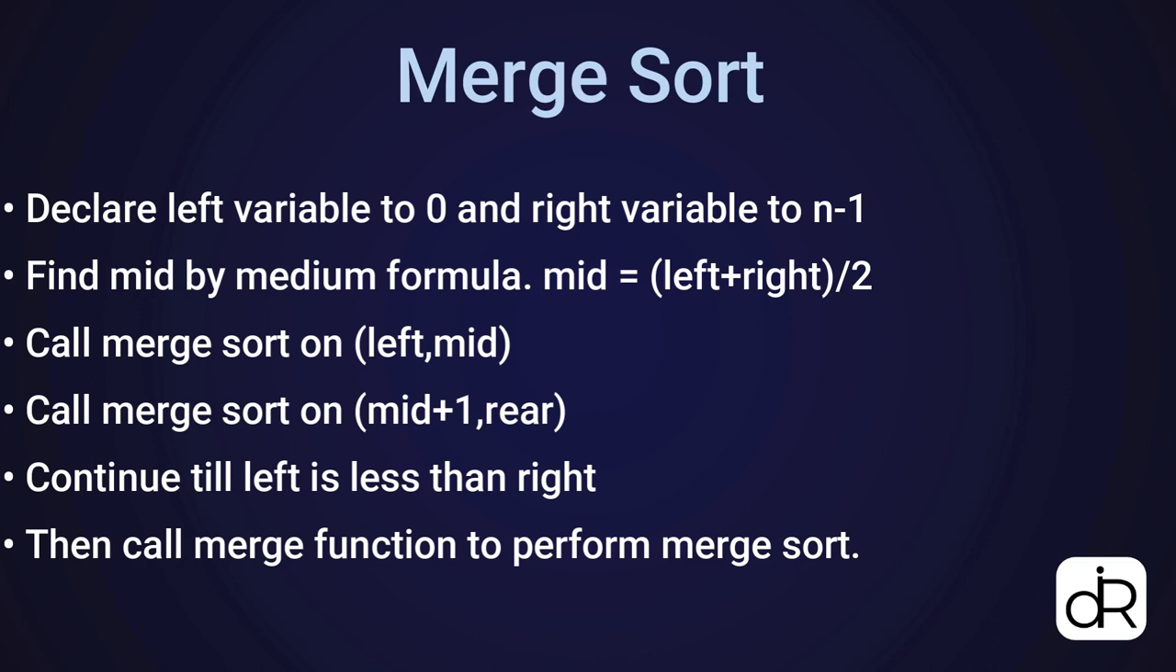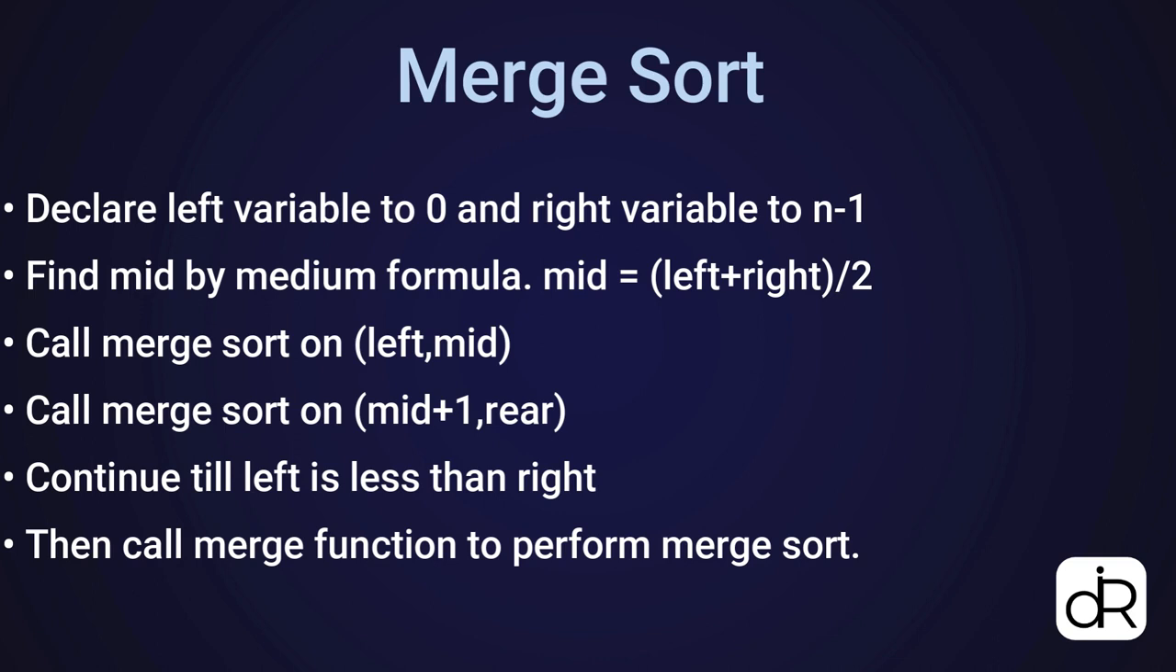I'm going to give you what we're going to do. So declare left variable to 0 and right variable to n-1, like declaring the starting point from 0 up to the final point, or the height of the array to n-1. N is the length of the array. In the code, we're going to use size instead of n or length, so it's going to be size minus 1.